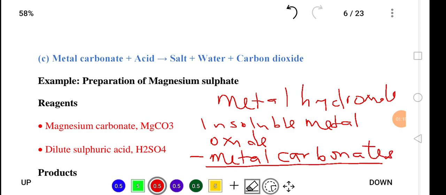We talked about the preparation of soluble salts from metal hydroxide, which are mainly in aqueous state, and we also discussed the preparation of soluble salts from insoluble metal oxide such as copper 2 oxide. Then we remained with how we can prepare a soluble salt from a metal carbonate. And this is what I am going to discuss in this video.